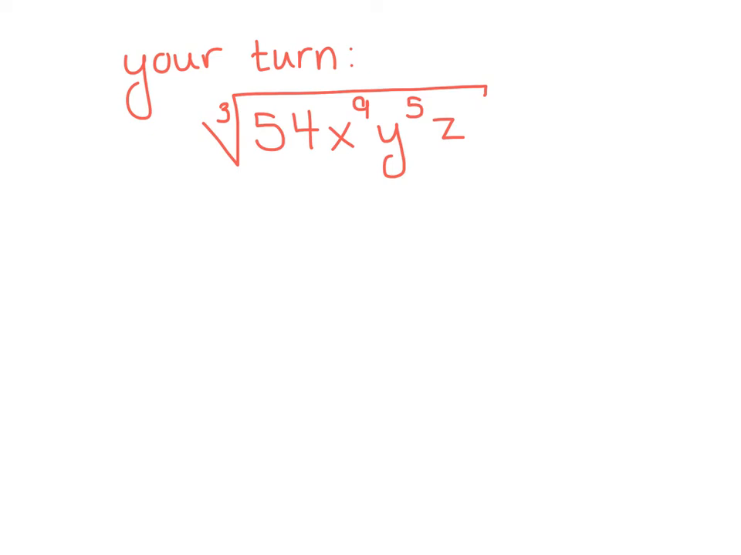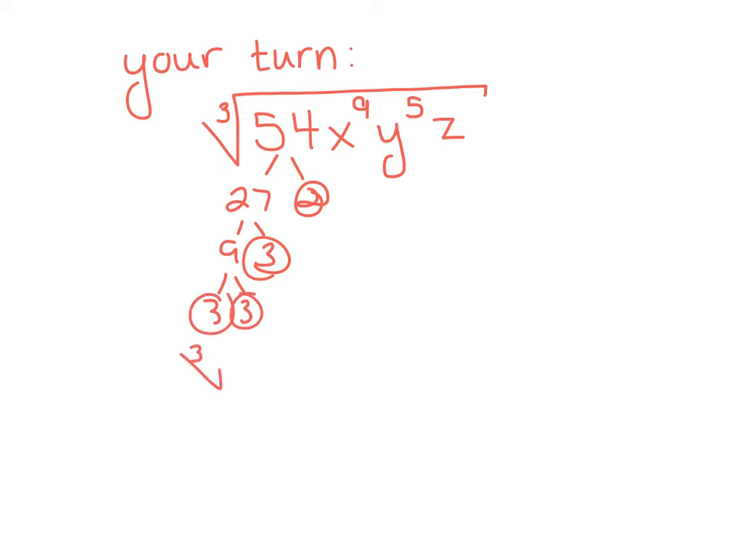Okay, you should have done a factor tree for 54, which would be 27 and 2, 9 and 3, and 3 and 3. So you're going to group this. All right, so we've got, let's see, a group of 3s. So 3 to the 3rd, and then I have a 2 left over.